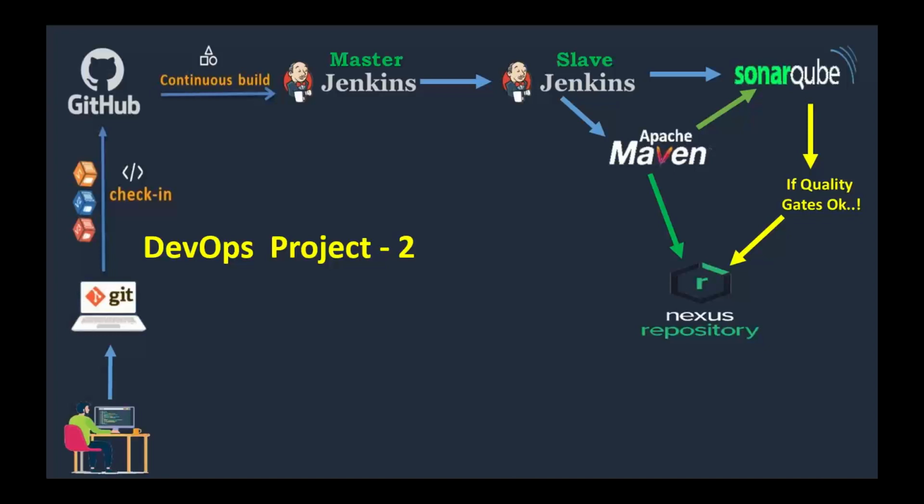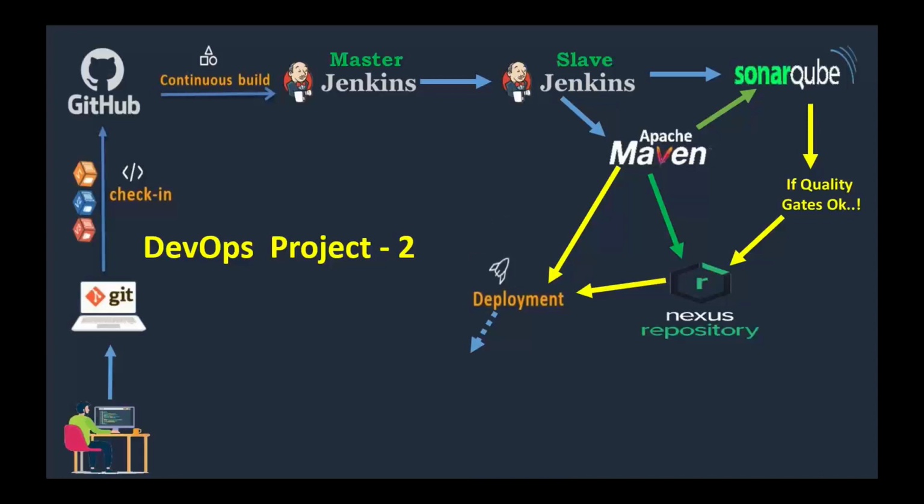Then we are going to write the pipeline script to pull the code from GitHub to Jenkins. From Jenkins, we send it to the slave machine. After that, we send it to SonarQube. Yes, we are going to write the quality gates. If the quality gates are okay after testing the code quality, then we send it to Maven to build the package. Then we deploy into Nexus. Once we deploy the product, we deploy it in the test environment.